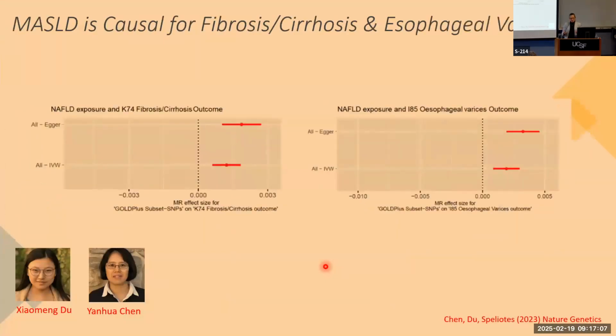The other thing is we wanted to use something called Mendelian randomization. Once you get these signals, you can ask whether the genetics of obesity is causing MASLD, or is MASLD causing obesity. So you can actually do that directionality. And when we did this, we can show that MASLD is causal for fibrosis and cirrhosis of the liver and esophageal varices, which any hepatologist would say, duh, right? So, okay, so that worked.